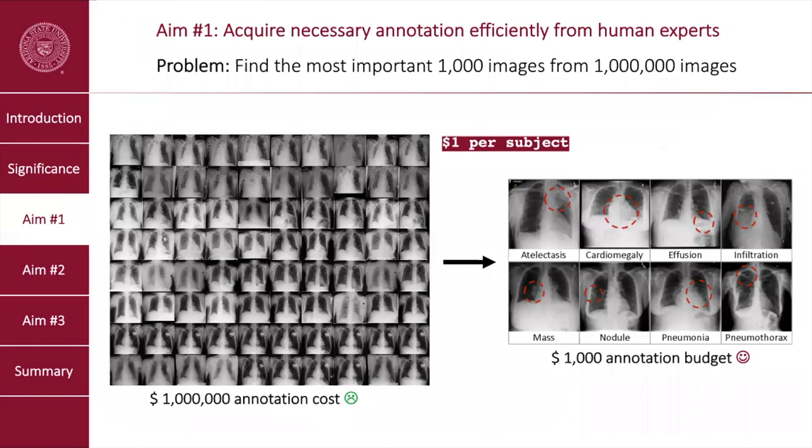As we discussed, annotation is very important for training a deep model. But medical images are generated every day in the hospital. And given the limited money and the limited time, it is infeasible to annotate each and every clinical image. So the problem we try to solve is to find the most important image subset from the huge database and give them to the human expert to annotate.